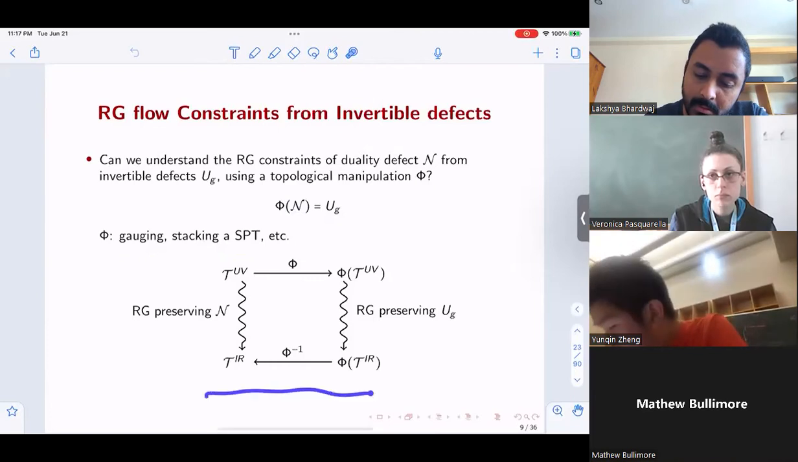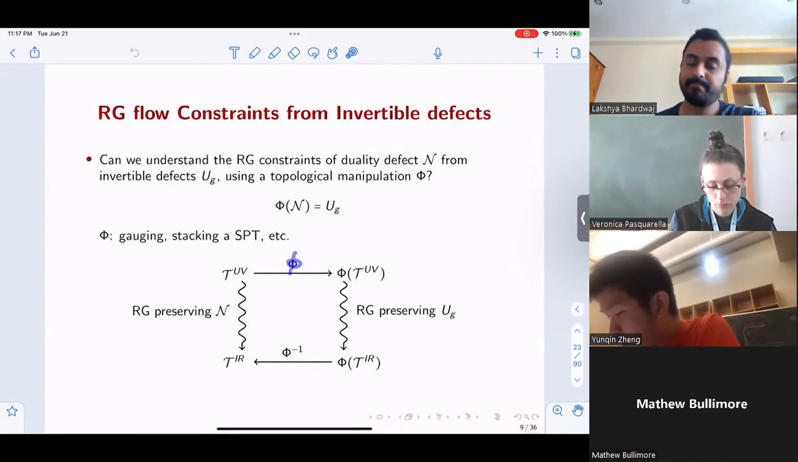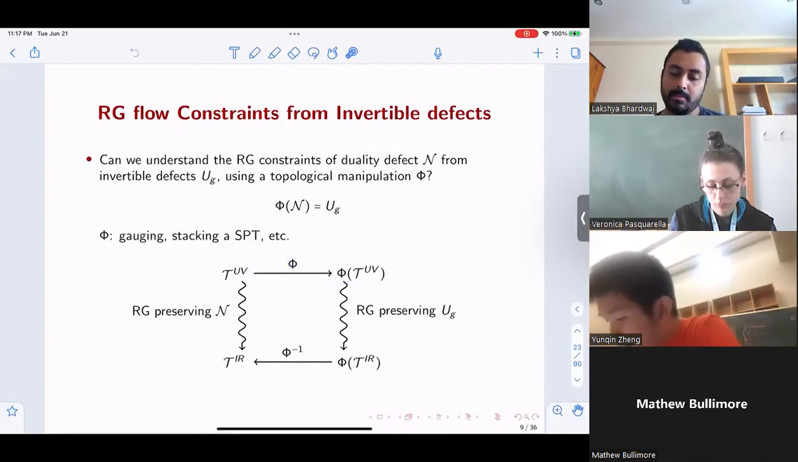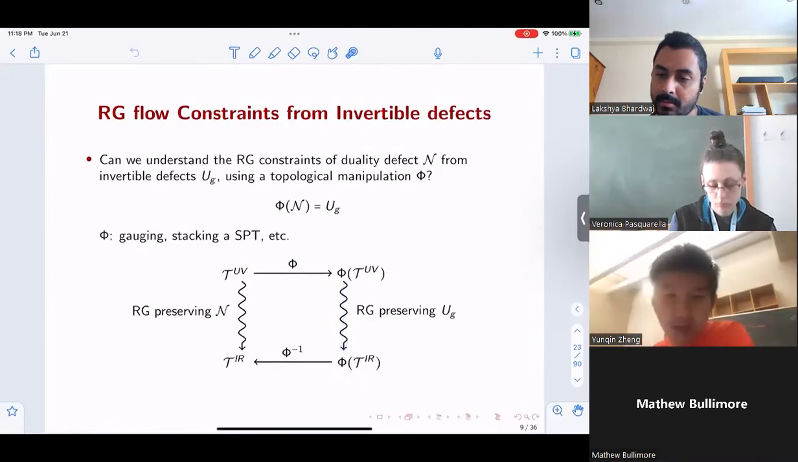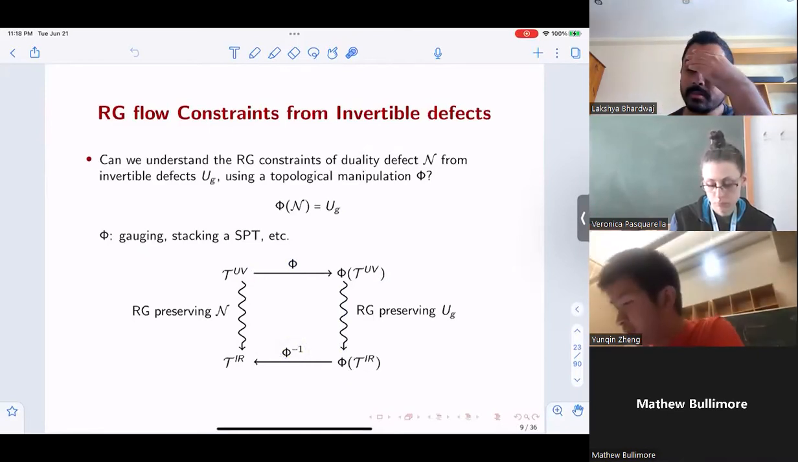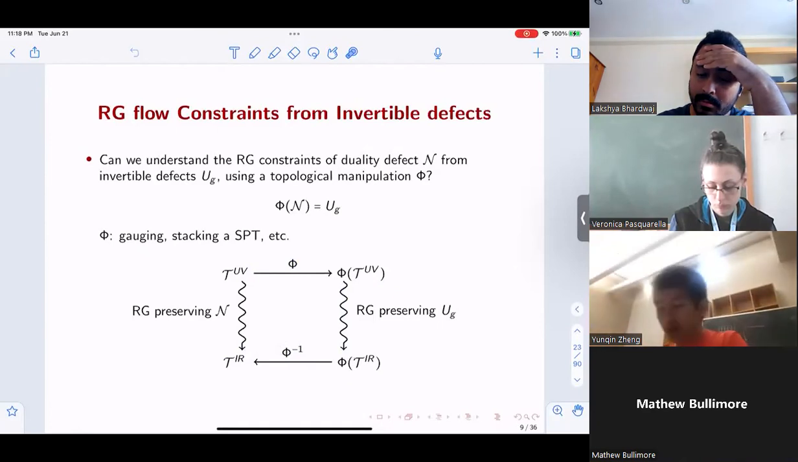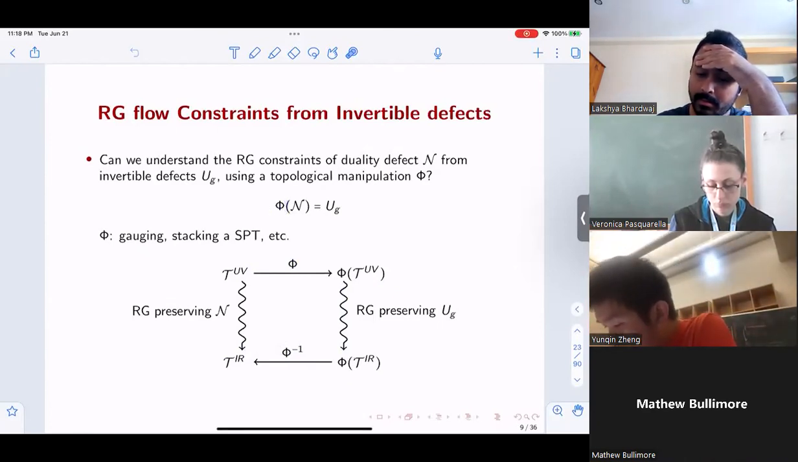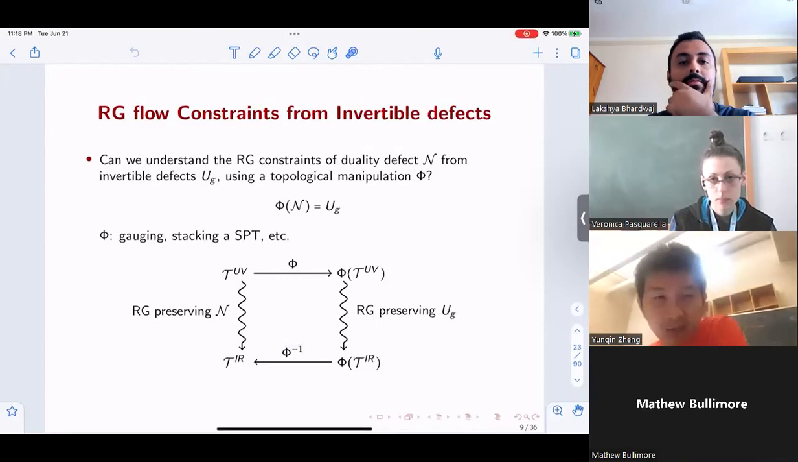So here's the schematic diagram to illustrate the idea. If we have a theory in the UV, and we can do a topological manipulation which maps to another theory where the non-invertible defect becomes invertible, then we can just run RG to the IR to get some consequence in the IR. And then we can further use the inverse of the topological manipulation to get back to the original theory with non-invertible symmetry. So as we can see, if such a phi exists, then we can understand the RG consequence of these non-invertible defects in a more roundabout way, which only involves the invertible defect.